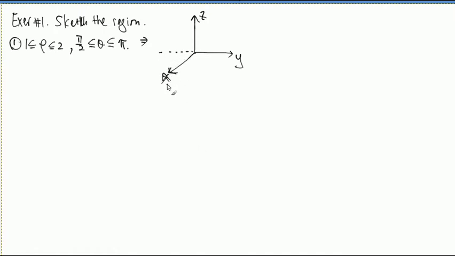Where does the theta at 0 start? Theta 0 starts from the positive x-axis. That's where theta 0 is. And toward the positive y-axis. That's the direction of theta rotation.